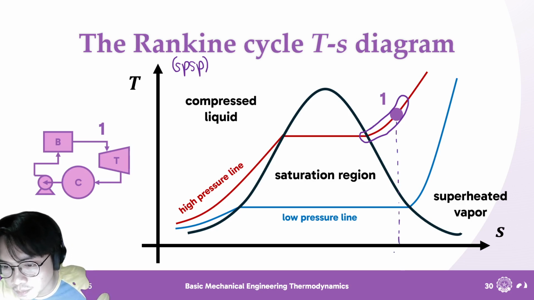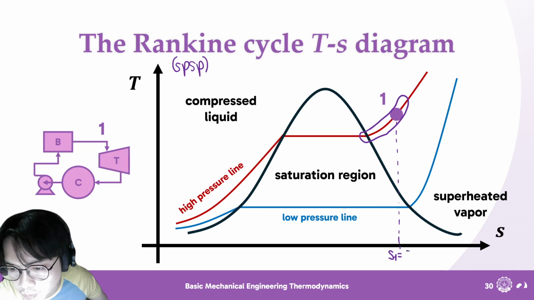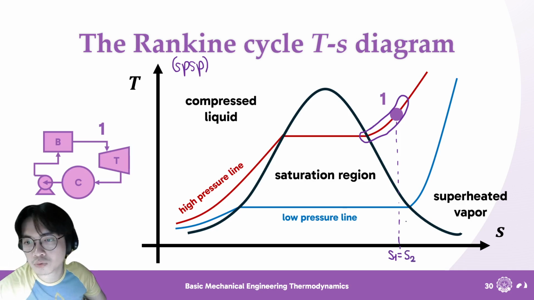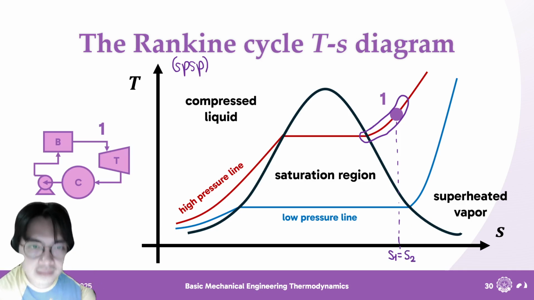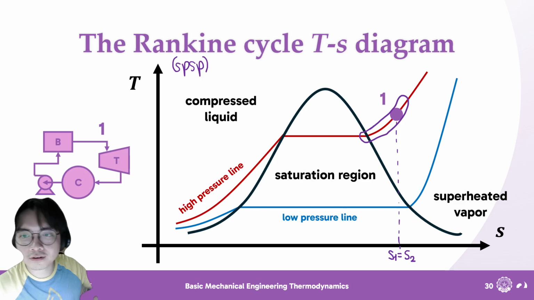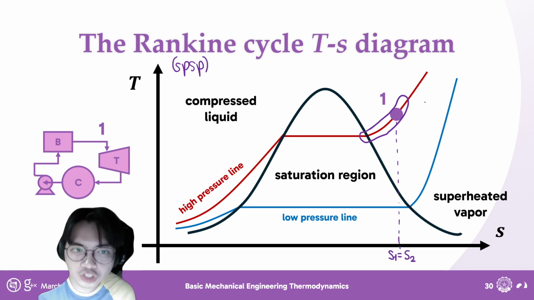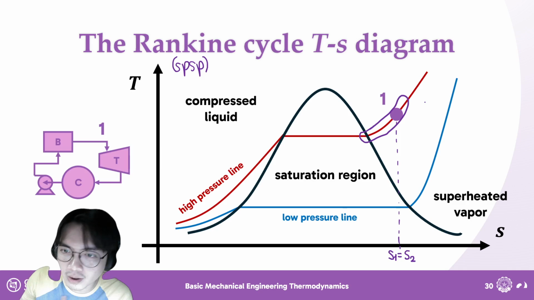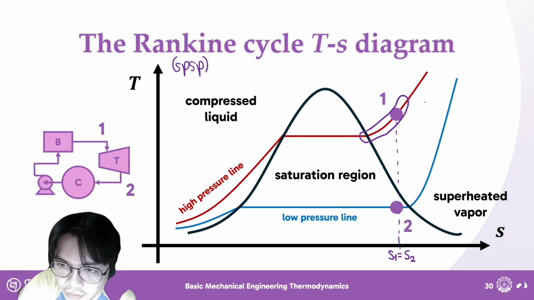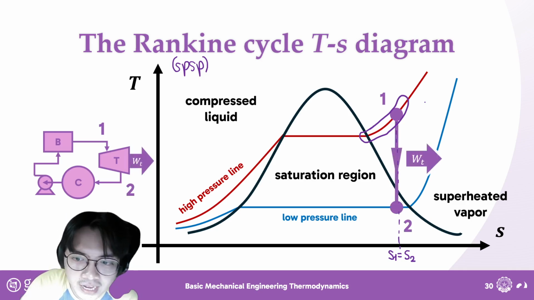This is the entropy at state 1. We just said that it's isentropic, so this should also be the entropy of state 2. That means that an isentropic process can be drawn as just a straight line up or down. In this case, down, because you are expanding. Boom. This is now your state 2. And what connects them is this straight line right here.